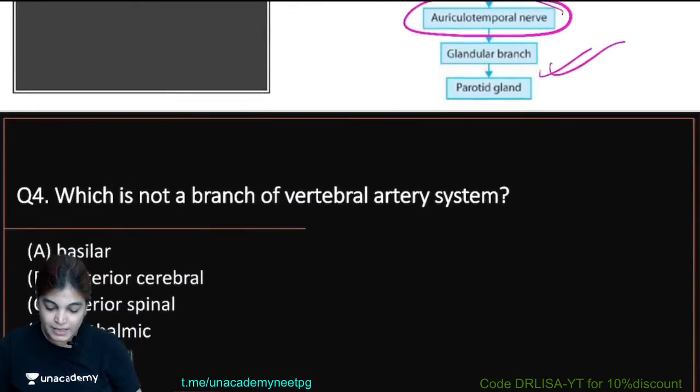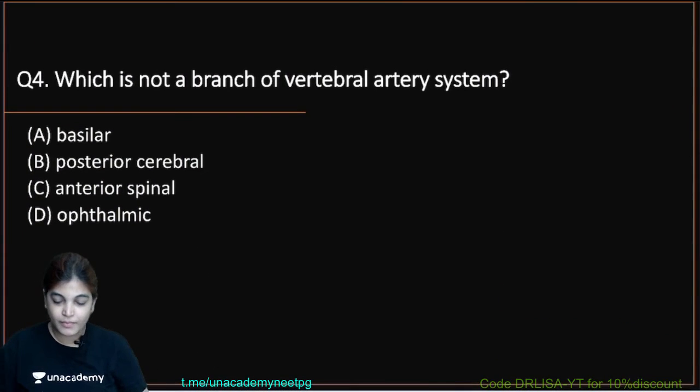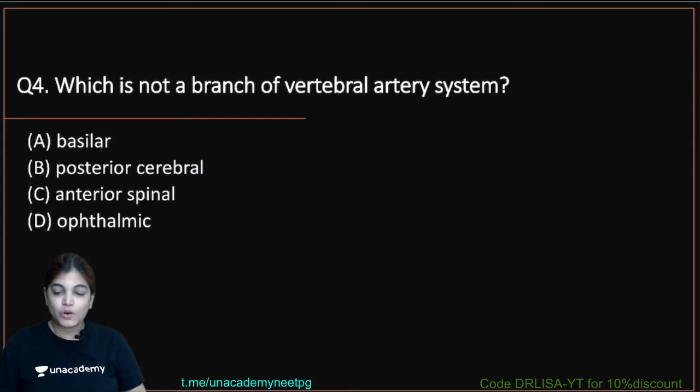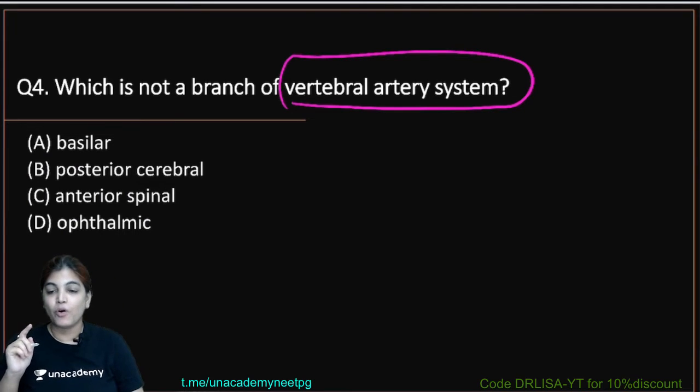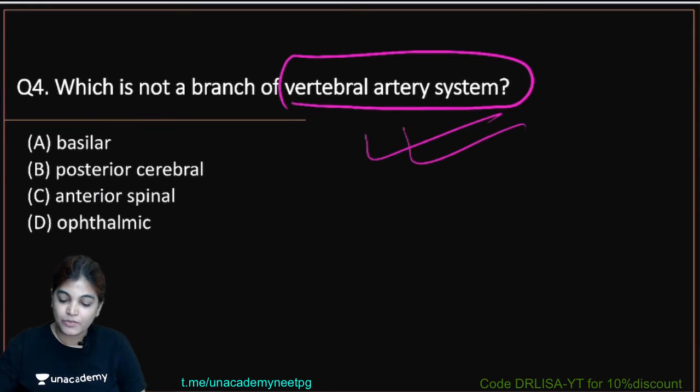Now moving to the next MCQ. This is the 4th MCQ of today's session. Which is not a branch of the vertebral artery system? Please mark, this is very important. It is not asking directly about the branch of the vertebral artery, it is asking about the vertebral artery system. Vertebral artery system means we are checking whether the branch is from the vertebral artery or from the basilar artery.